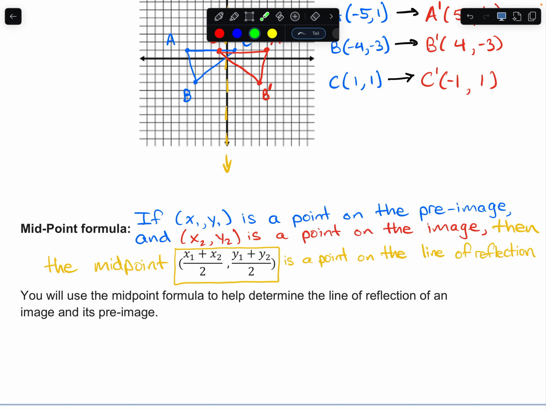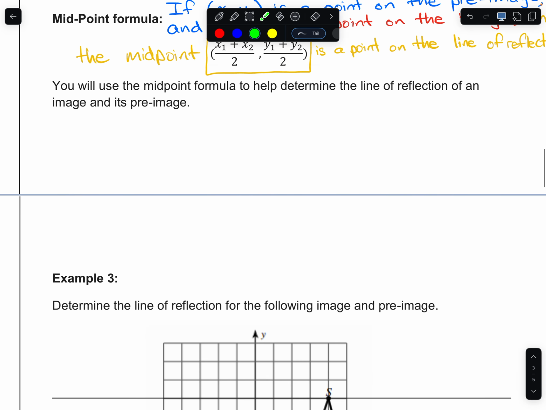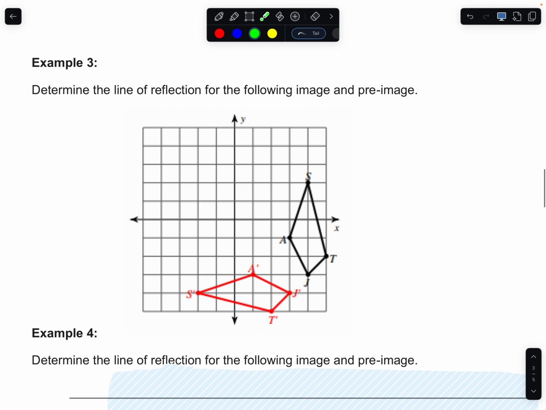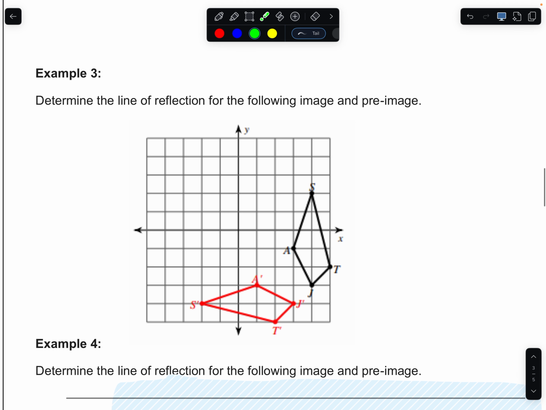If we have that, then what we can do is pretty much this is like taking the average of the x coordinates, x1 plus x2 divided by 2 because there's 2 coordinates. Same thing, take the average of the y coordinates. And that midpoint is going to be on the line of reflection. We're going to use that fact to help us find the line of reflection for any reflection that we're given. Let's try that for example 3.